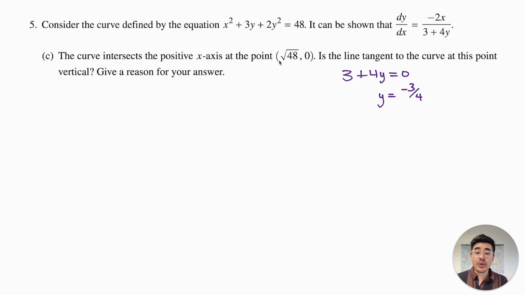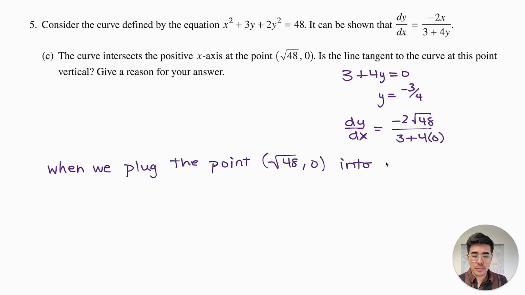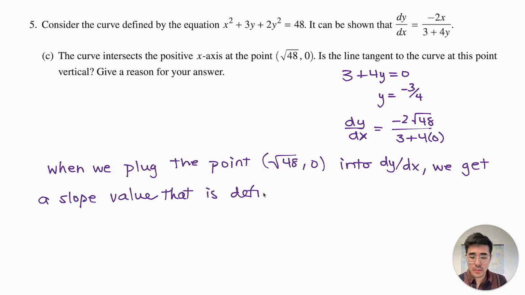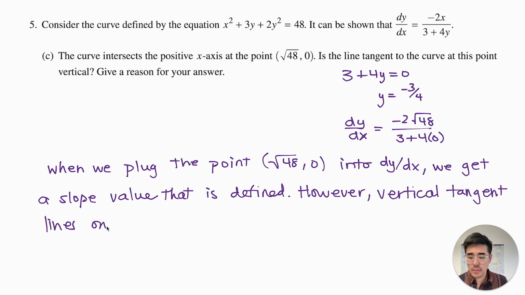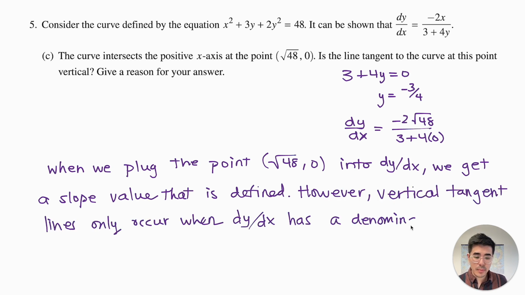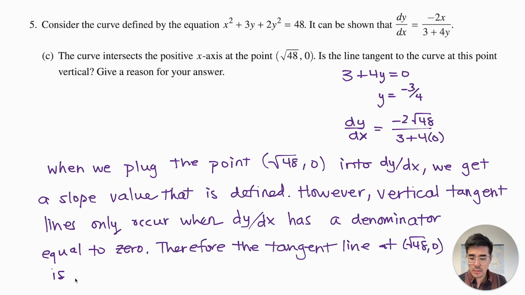Or another way you could do this is you could plug the point they give you into the slope function, right? So dy/dx would then equal negative 2 root 48 over 3 plus 4 times 0. So let's go with this one to write the explanation. When we plug the point (root 48, 0) into dy/dx, we get a slope value that is defined. However, vertical tangent lines only occur when dy/dx has the denominator equal to 0. Therefore, the tangent line at (root 48, 0) is not vertical.